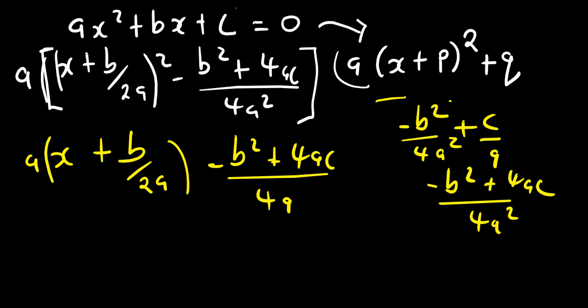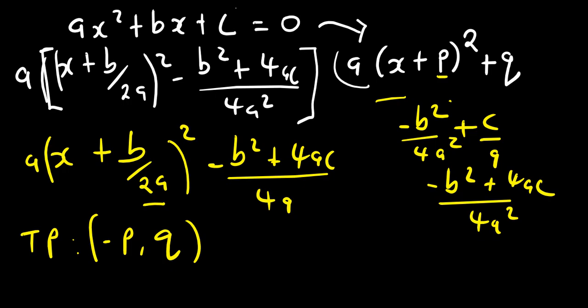Now when you want to find the turning point of this expression, your turning point in this case will be negative p comma q. So your negative p in this case is this expression, that's your negative p. Then your q in this case is this expression, that is your q. So that's how you find the turning point.